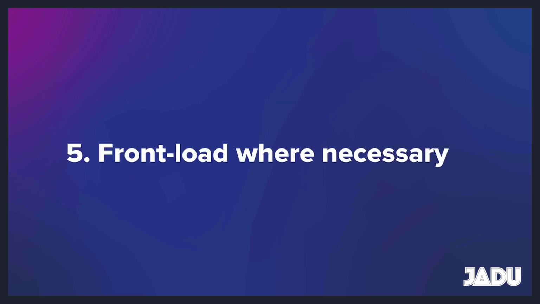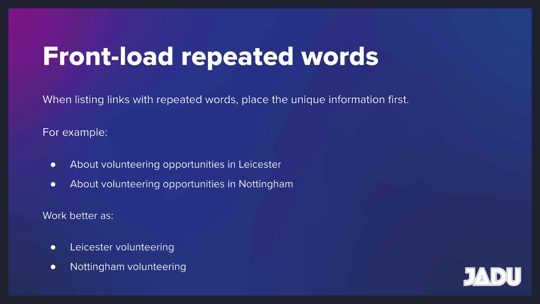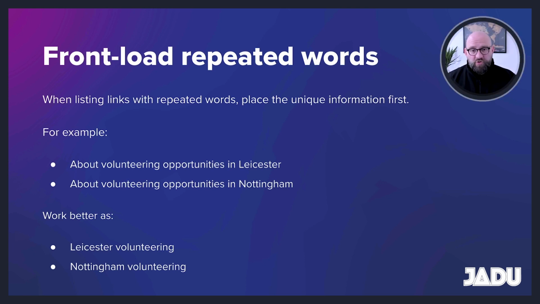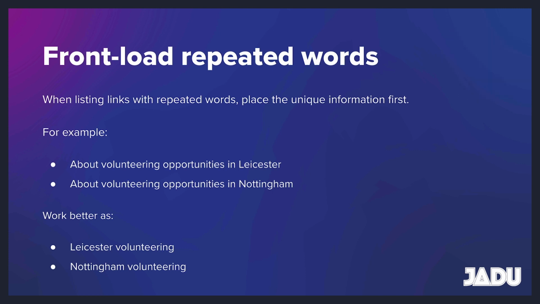Number 5. Front load where necessary. When listing links with repeated words, try to place the unique information first. For example, if we had a long list of links where each link pointed at a volunteering page in a certain area, these may read something like about volunteering opportunities in Leicester, about volunteering opportunities in Nottingham. If we front load these, the link text can be made much more concise and work better as Leicester volunteering, Nottingham volunteering. So place the unique information first and simplify the link where possible.